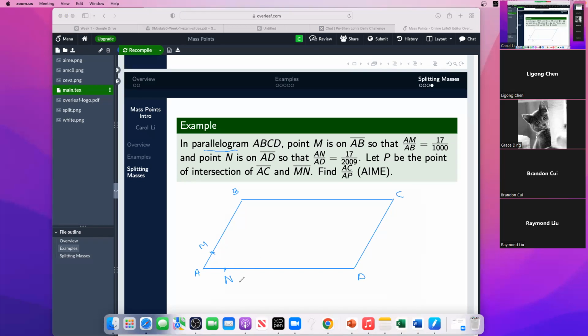Now we get that, and then you have to draw lines. So AN to AD. One thing to notice here is it's AN to AD and not ND, so you would have to notice that. Here we see that the point of splitting masses is at A. That's the point where you have to split masses. And like I said before, we need to create triangles for it to work.